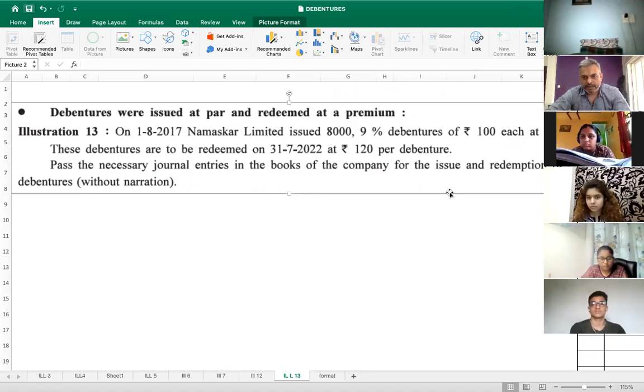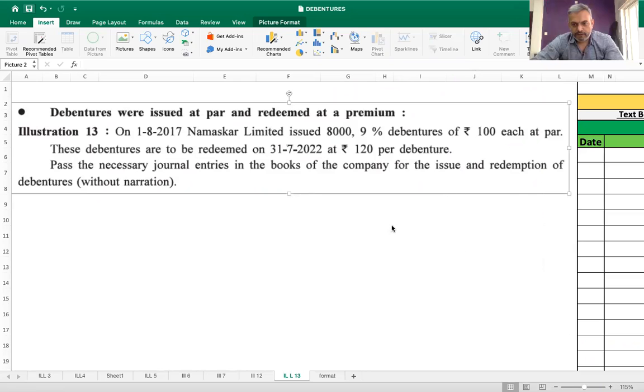So far, what we have done is we were doing that debentures are issued at either par or at a premium, but they are redeemed at par. Now we are going to see they are redeemed at a premium. So please be careful. Let's read the question.